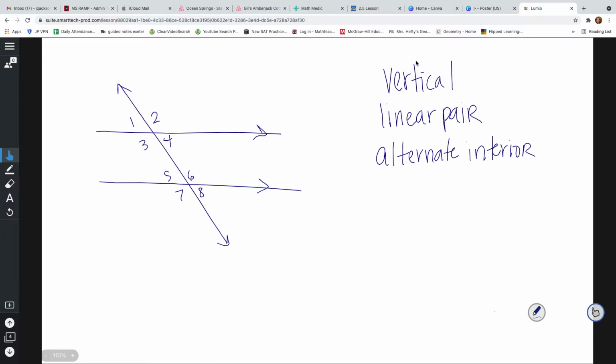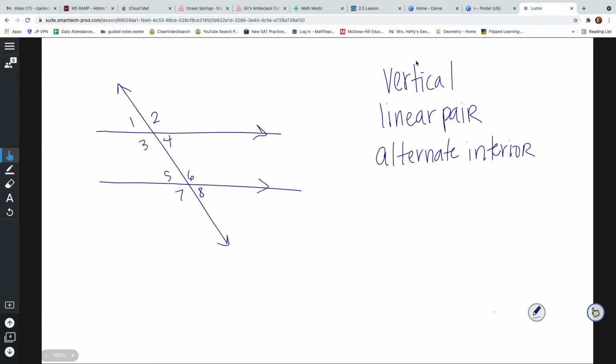Now, if lines are parallel, then alternate interior angles are going to be congruent, but they're not always congruent. If these lines are not parallel, we can still name them alternate interior. We just can't say that they're congruent. We're going to talk more about that in a minute.